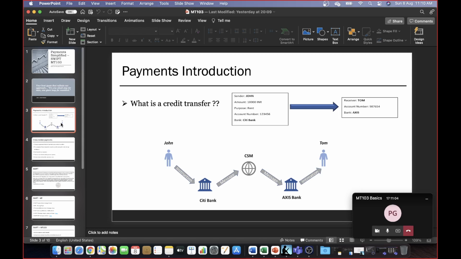If you take any country's payment system, or any payment system as a whole, this would generally be the approach in which the transfer of funds happens. I'll move on to the next slide. This is pretty basic.